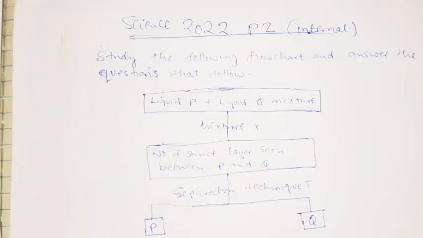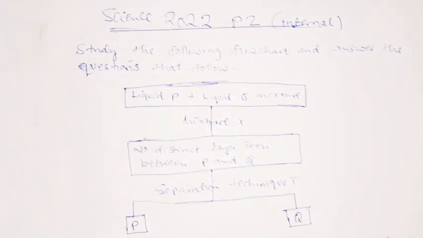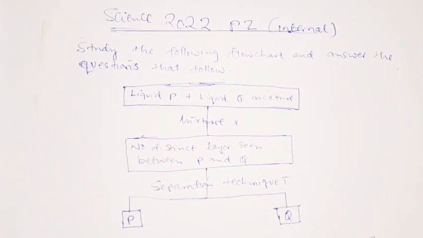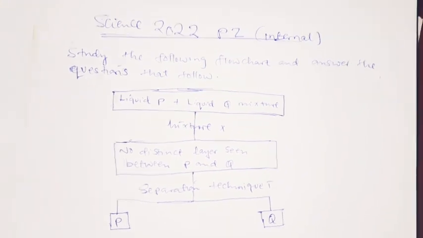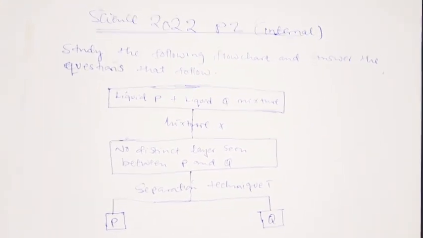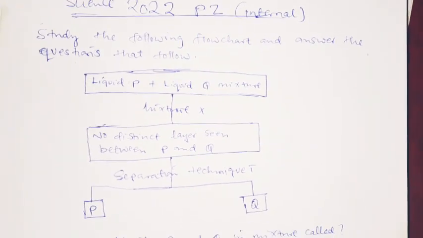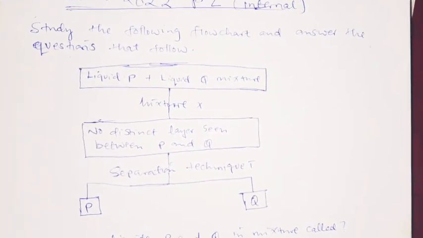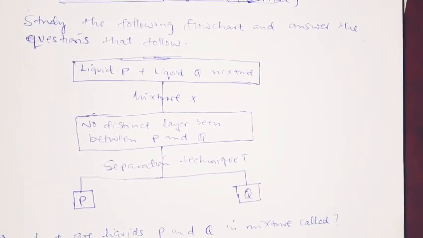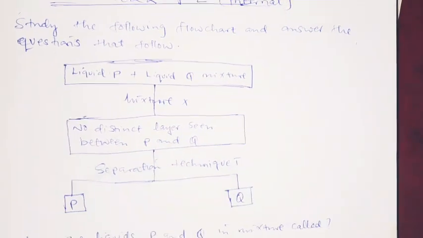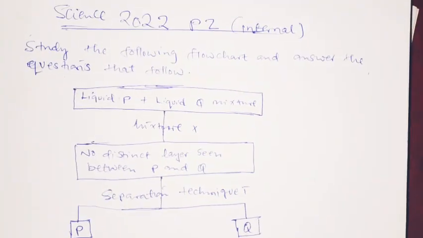Hello once again. So today we are going to revise Science Paper 2, that is 2022 internal. So here we have the question. Study the following flowchart and answer the questions that follow. When you go to the paper indicated there, you'll be able to find the question.